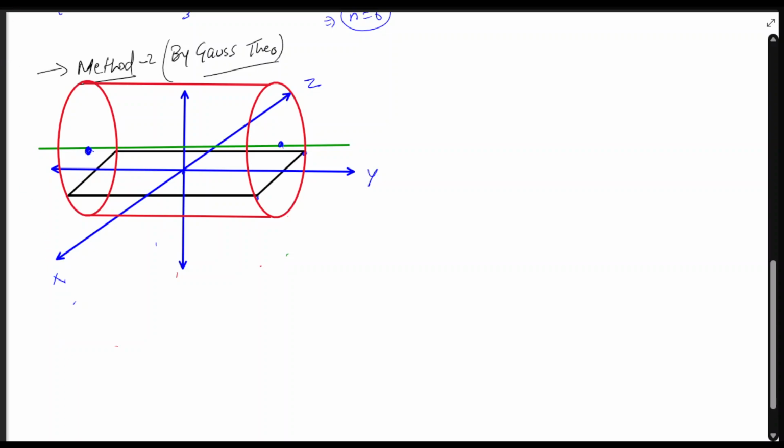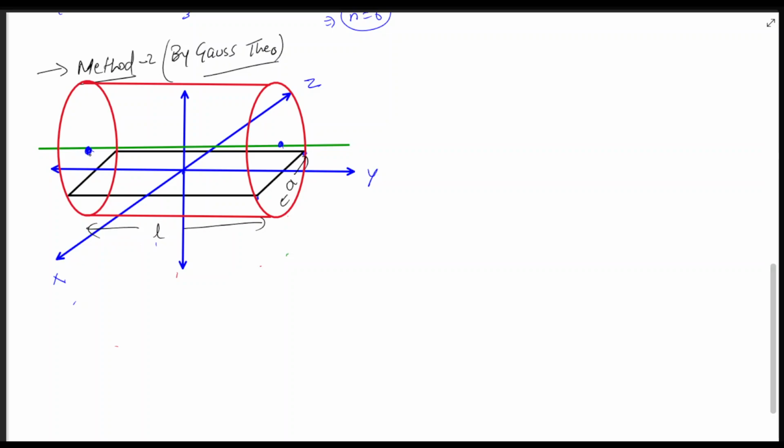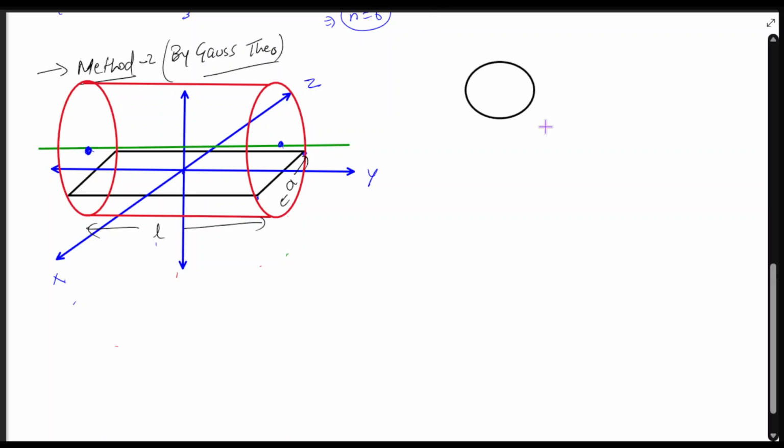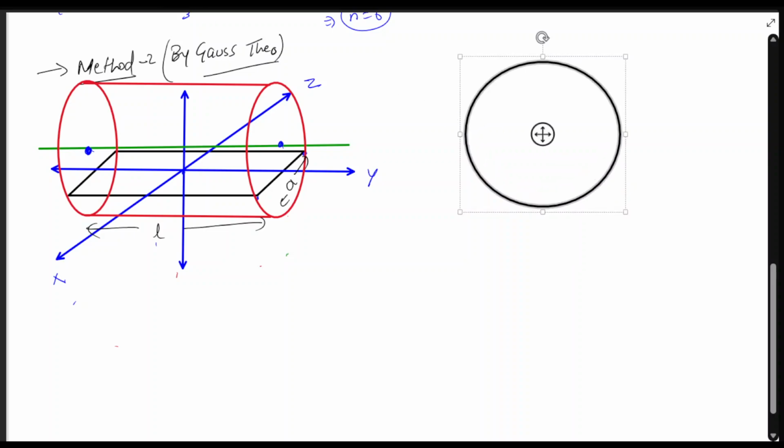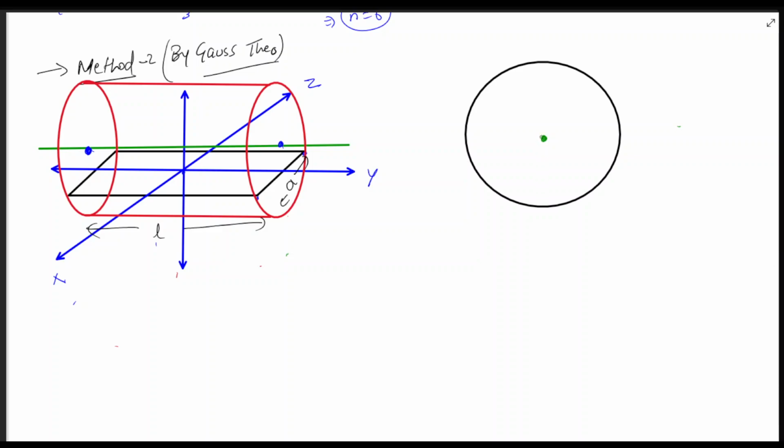Now look, this distance is our A, right? This was A, and this was L. Now look, if I draw this cylinder like this, our wire is going like this, and this is the black portion.